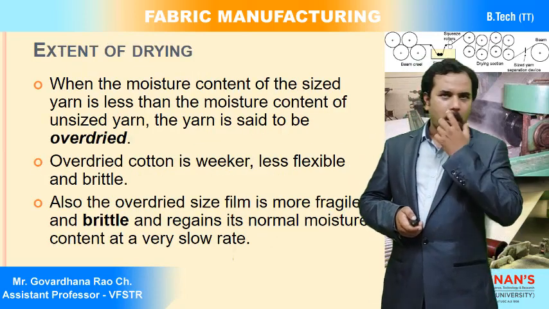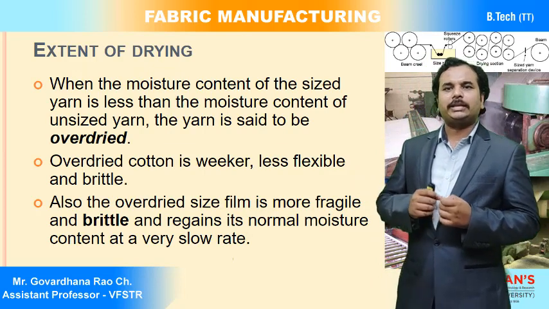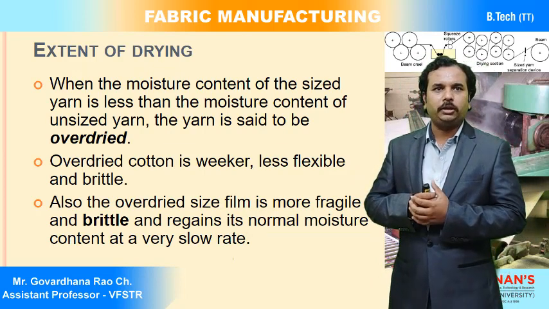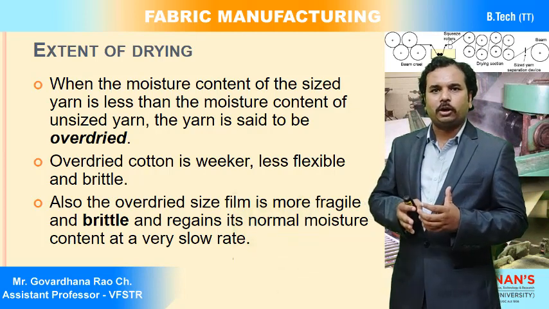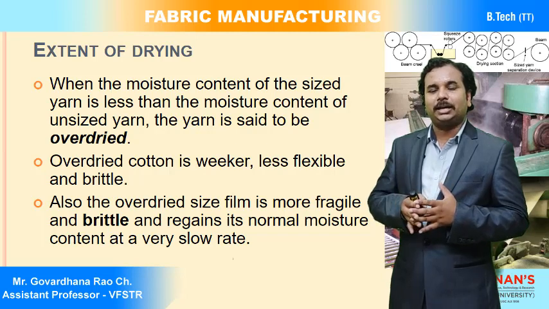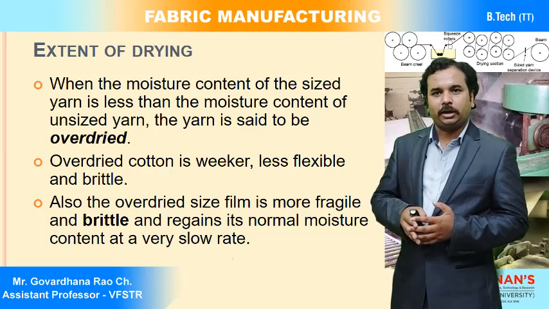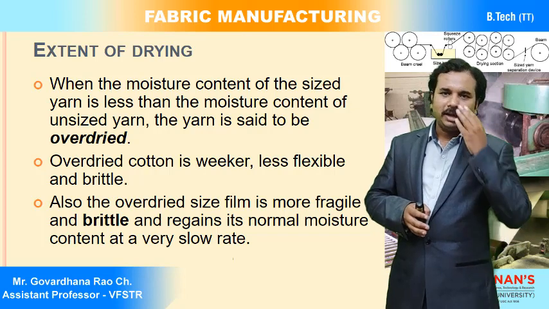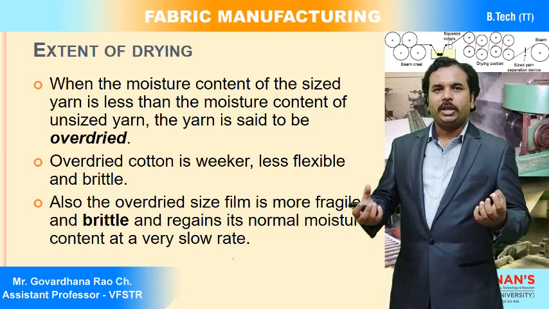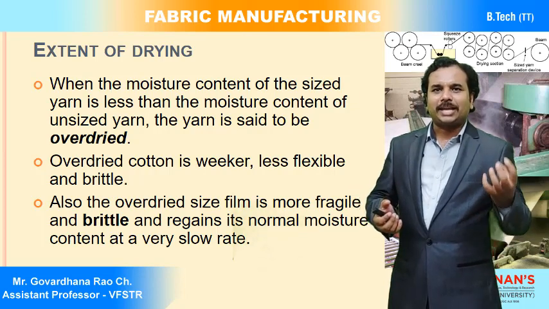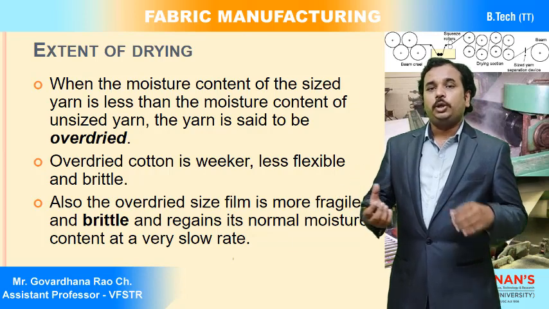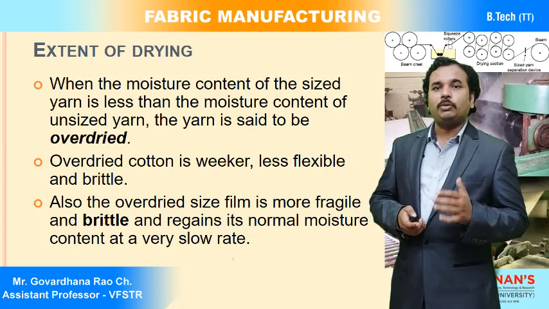Okay, so the extent of drying, nothing but over drying. When can we say this is over drying? When the moisture content of sized yarn is less than the moisture content of unsized yarn. If we measure the moisture content of sized yarn and of unsized yarn, and the moisture content of sized yarn is less than that of unsized yarn, you can say that over drying has occurred.